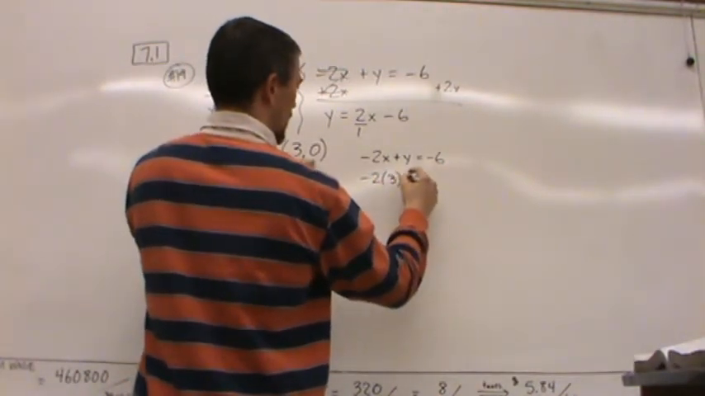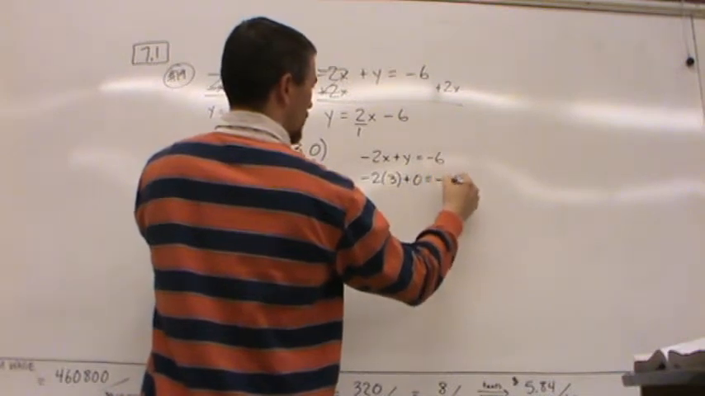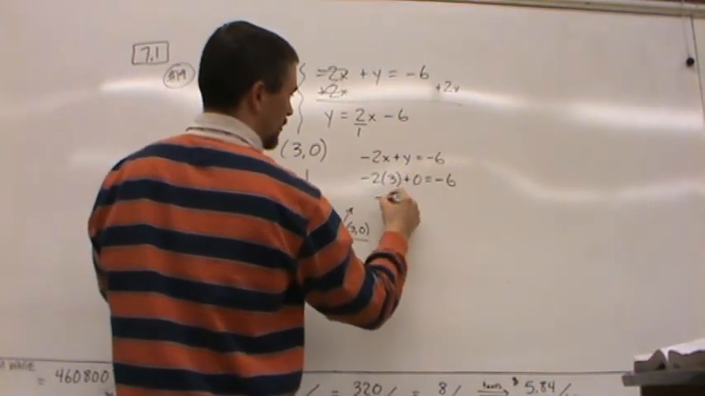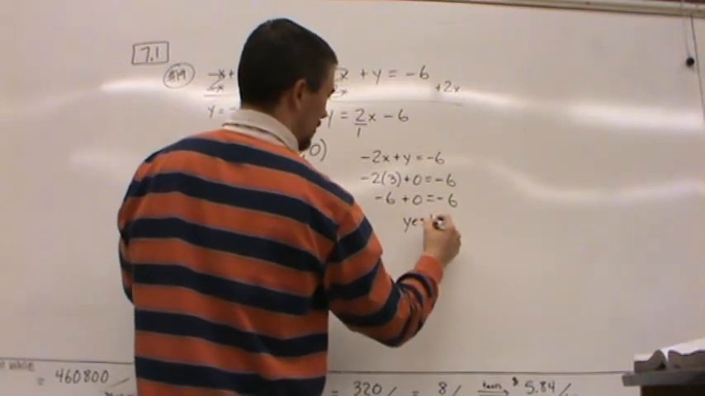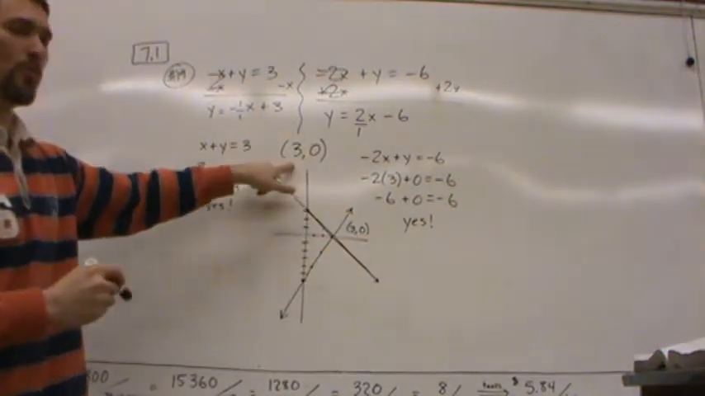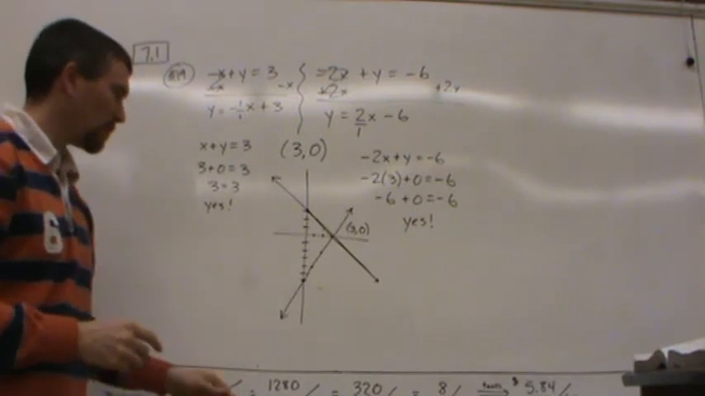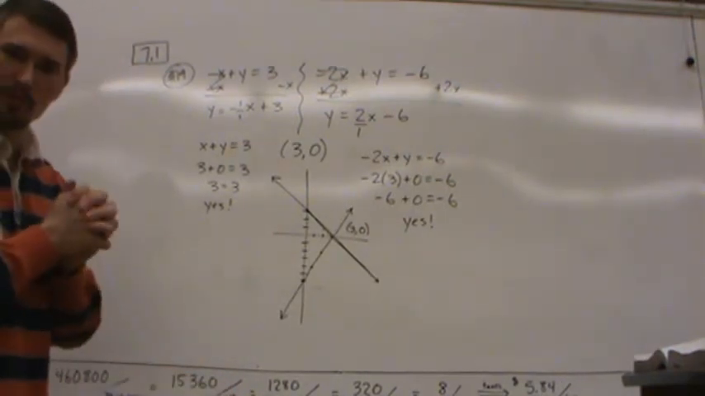X and y. So this is a negative 6 plus 0. Obviously that is true, yes. So that checks out. Now I know I did it right. And that's the way any diligent student should go about it.